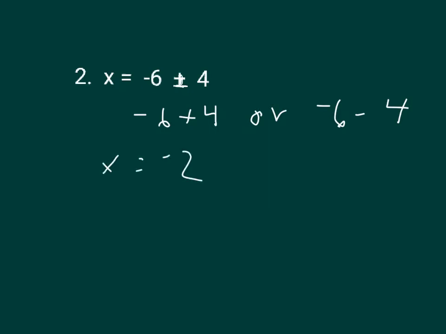And if we do keep, change, change here, keep, change, we get plus negative 4, and that simplifies to be negative 10. So x is either equal to positive 2 or negative 10.